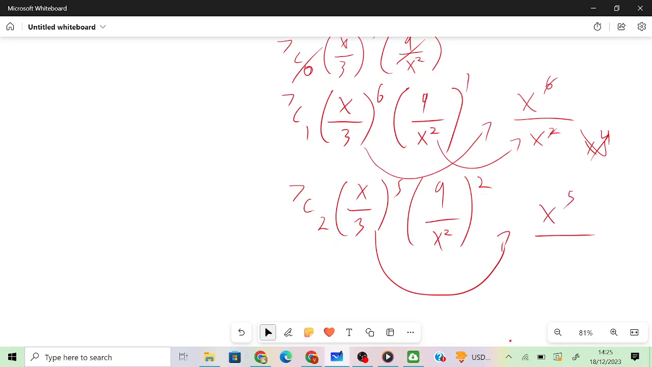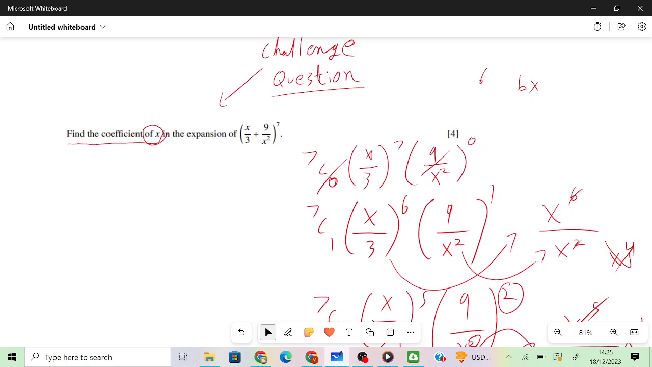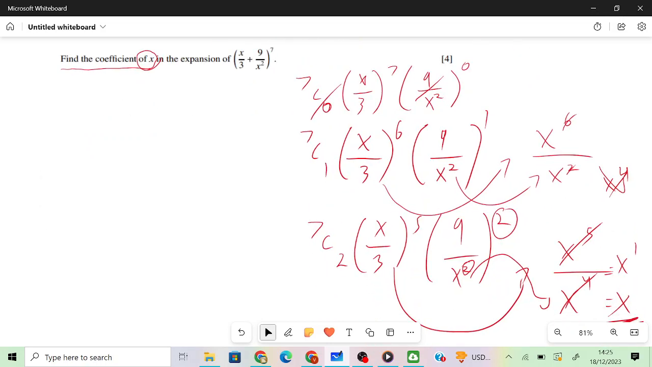and the denominator would give me x raised to the power 4. Why 4? Because the denominator is to the power of 2, and all of that is being squared again, and 2 squared is 4. This cancels this, and this gives me x raised to the power 1, which is simply x, and that is what we are trying to find. That's what the question is asking us, find the coefficient of x. Hence we use 7 combination 2.